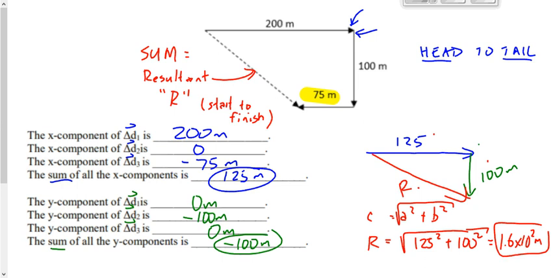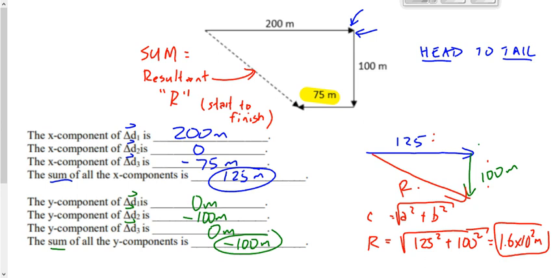So we're saying 200 plus 100 plus 75 is equal to 1.6 times 10 to the 2, because we're adding vectors in different dimensions. Which, by the way, 200 plus 100 plus 75 is the same thing as saying 125 plus 100, just a different way. We're not quite done, though. What are we missing from this resultant vector, the sum of these vectors? What are we missing? Direction.